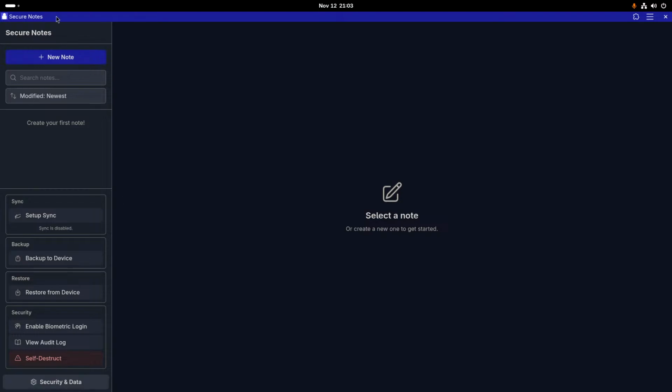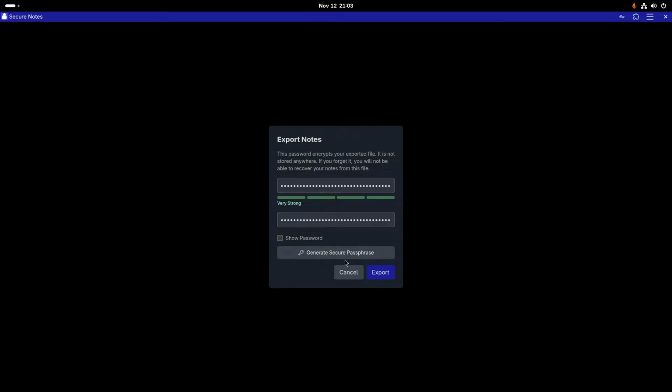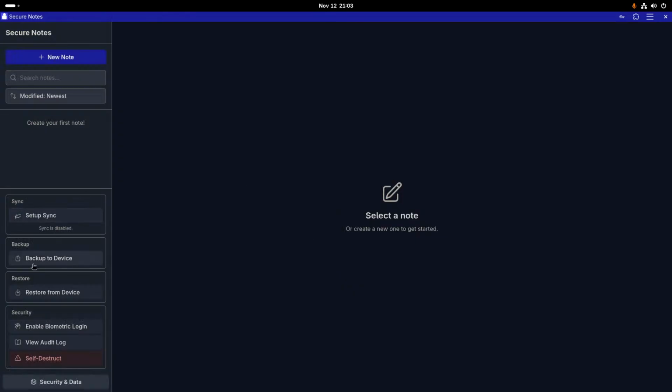I kind of like the layout and the theme of it, and then I did backup to device. You have to have a minimum password, so this is going to generate it, and then it exports the notes. I have also made sure that was implemented properly.